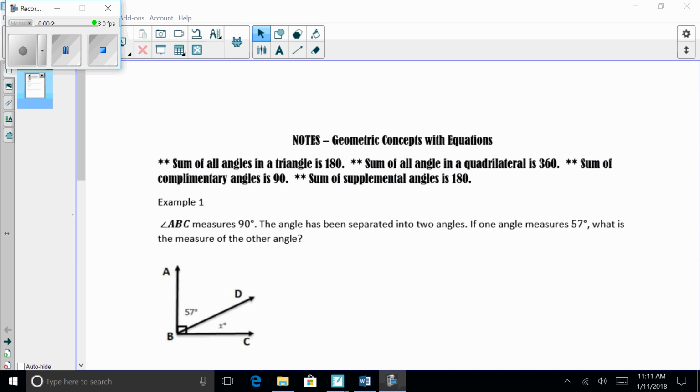The sum of complementary angles is 90 degrees. That means that two angles form a right angle, 90 degrees. And the sum of supplemental angles is 180 degrees. That means that it forms a straight line because that's 180 degrees.